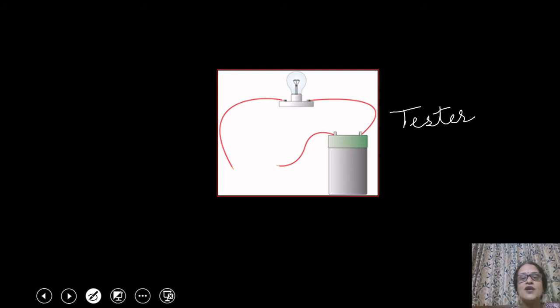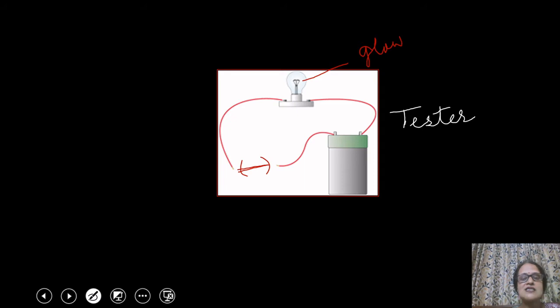In this diagram, you can see a simple tester. One terminal of the tester is connected to a bulb and the other end is connected to a wire whose other end is free. Similarly, the other end of the bulb is also connected to a wire. The substance to be tested can be placed in between these two wires. If it is a conductor, the bulb will glow. If it is not a conductor, the bulb will not glow.